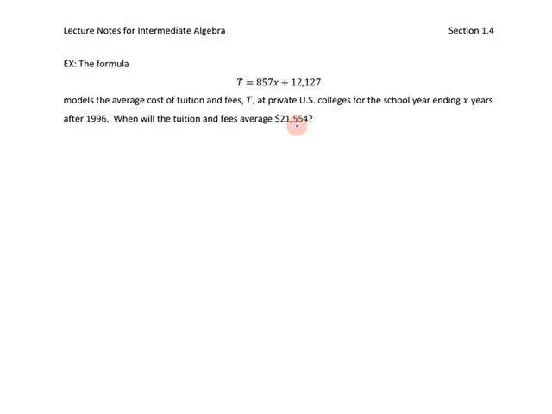All right, so we have an equation with two variables. We have one value of the variable. Now, which variable do we know? Do we know tuition and fees, or do we know X years after 1996? And the answer is we know tuition and fees. So this number is going to plug in for T, right? That is the value for T. So plug it in and see what you get. Plug in this for T. 21,554 is equal to 857x plus 12,127.